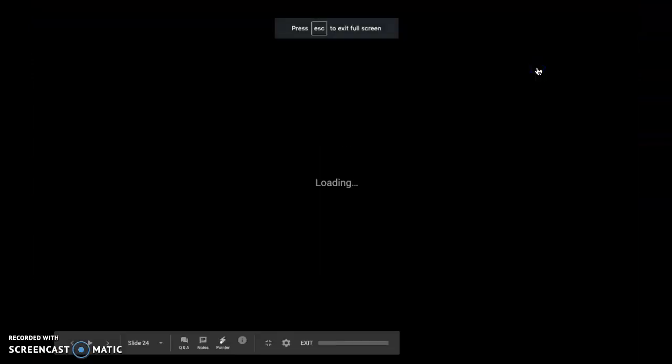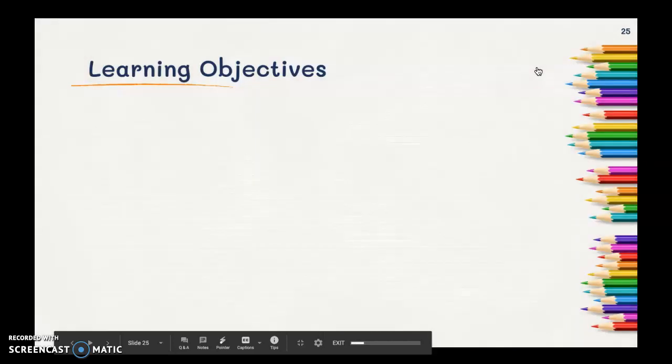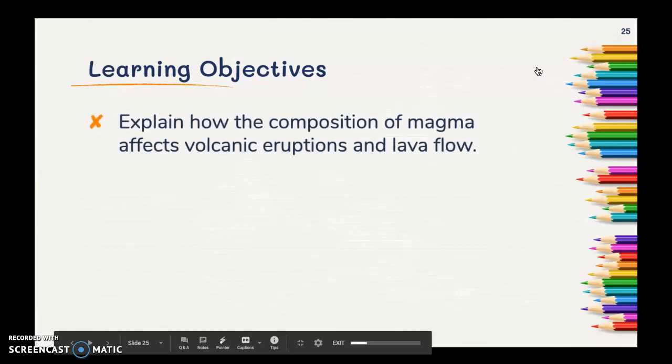Hello, we're going to talk about volcanic eruptions today and look at the different types of eruptions and how those different types of eruptions make different types of land features. So here's our targets for today.